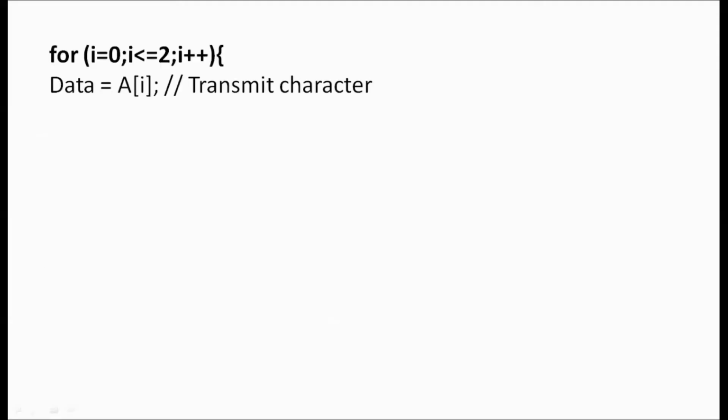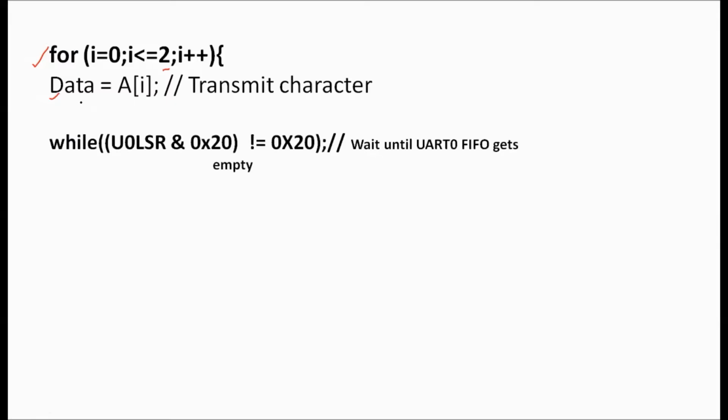Then next, the for loop we have used as per the characters in your string. So there are 3 characters in this string. So we'll start this i from 0 up to 2. This data is the variable we have declared, and we'll read the first character, and the ASCII value of this character will be stored in the variable data. Now when you store this in data, it will start transmission, or this data you have to store in the holding register. That is missing here.